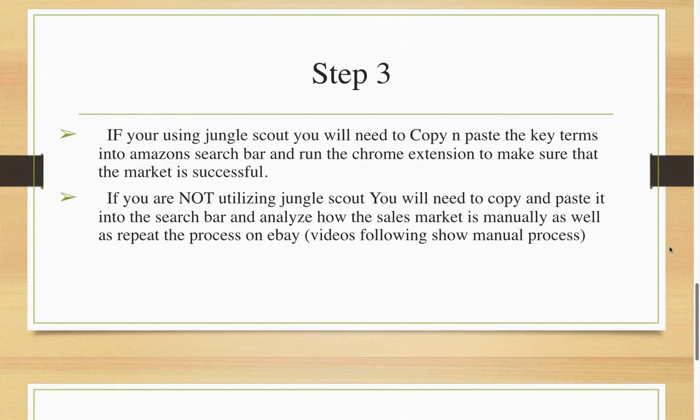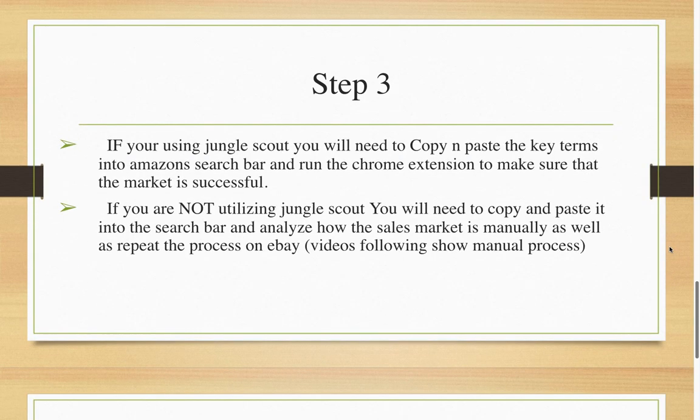Okay, so step 3, if you're using Jungle Scout, you'll need to copy and paste the key term into Amazon's search bar and then run the Chrome extension to make sure that the market is successful. If you're not utilizing Jungle Scout, you will need to copy and paste it into your search bar and analyze how the sales market is manually, as well as repeat the process on eBay.